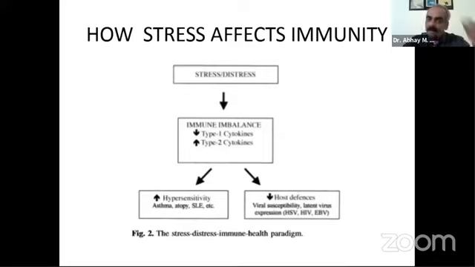Now, stress or distress can affect the immunity. There is an immune imbalance because of decreased type 1 cytokines and increased type 2 cytokines. This may cause hypersensitivity like asthma, atopy, SLE, etc. Whereas it also can decrease the host defenses, where viral susceptibility and latent virus expression are also triggered.